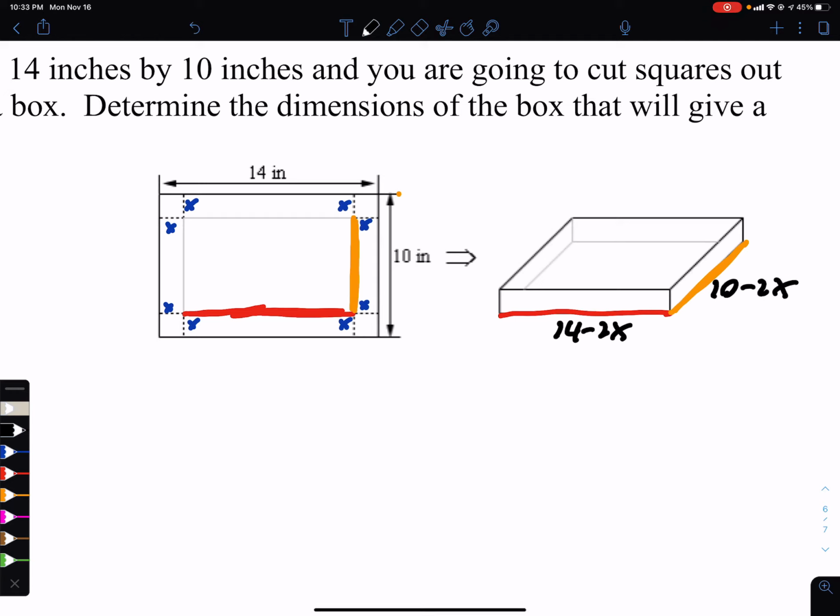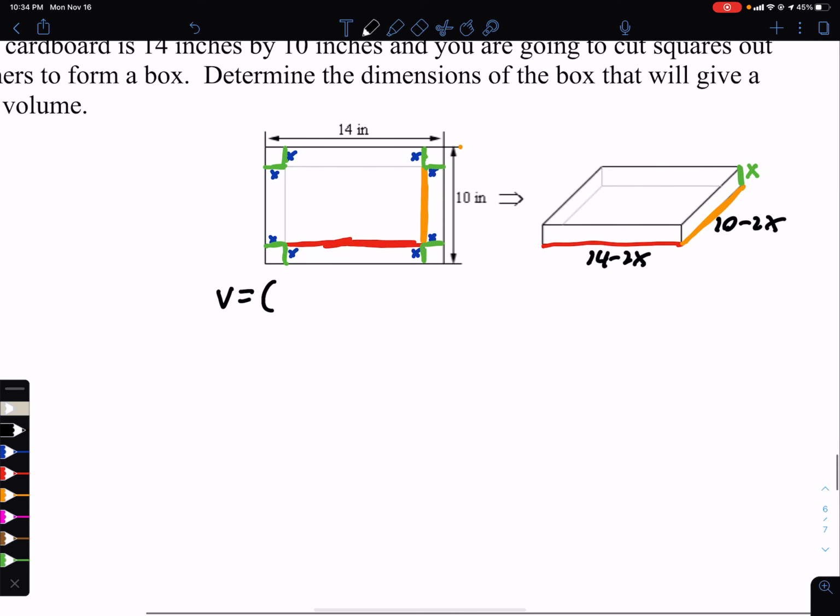And then the height, well, I'm folding this up. So if I fold these up, the height of the box is x. So I will make that in a beautiful green. Yeah, these are the height of the box. I'm folding these up. So that's going to be x. So what's the volume of this box? It's going to be the three sides multiplied. 14 minus 2x, 10 minus 2x times x.